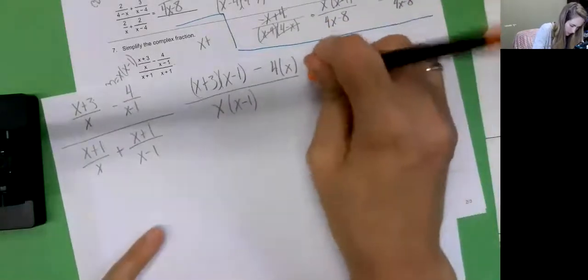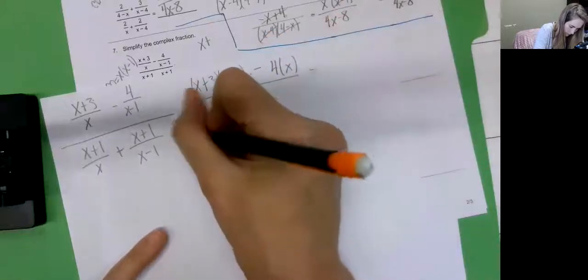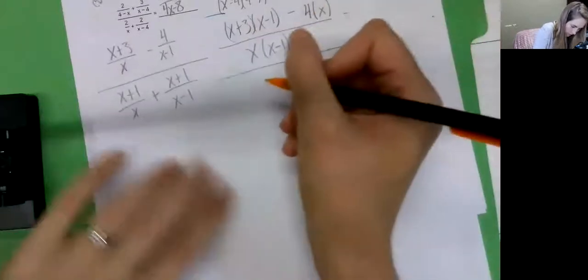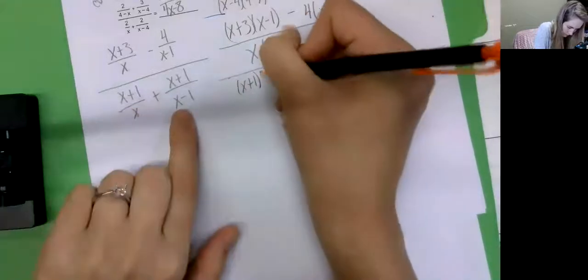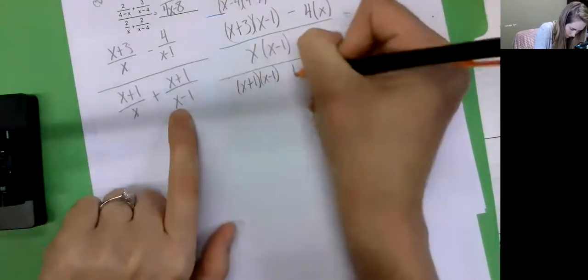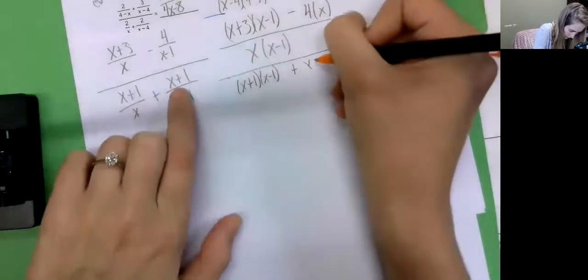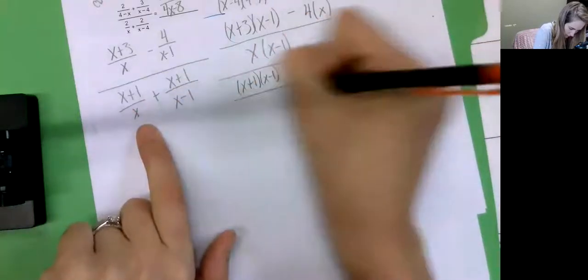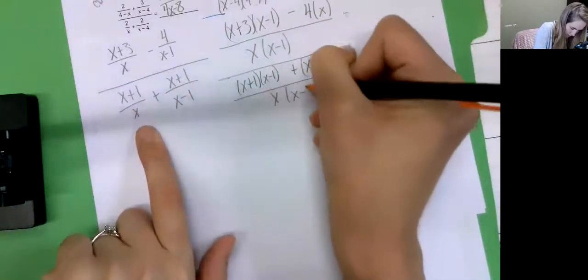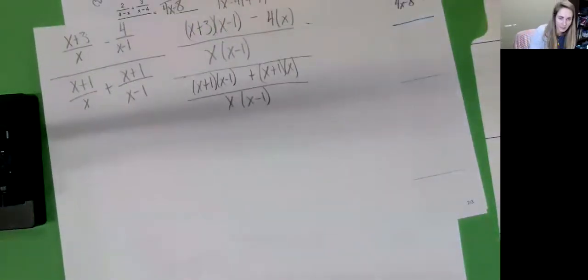Actually, go ahead and... So we have x plus 1 times the denominator x minus 1 plus x plus 1 times this x all over x times x minus 1. Goodness, doesn't that make you excited?